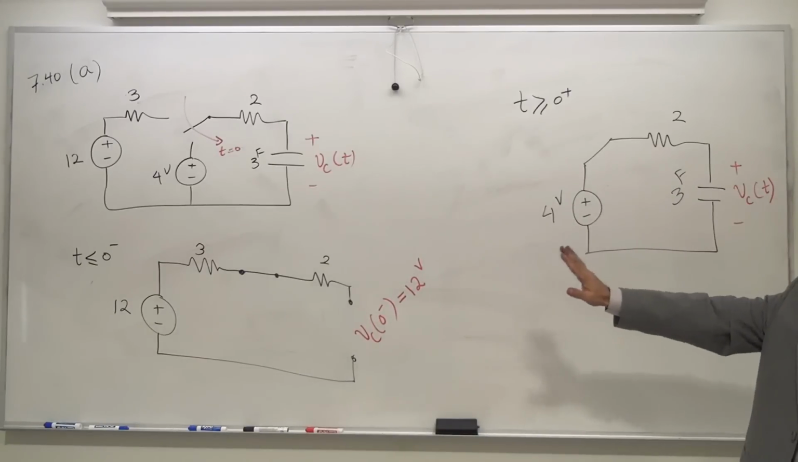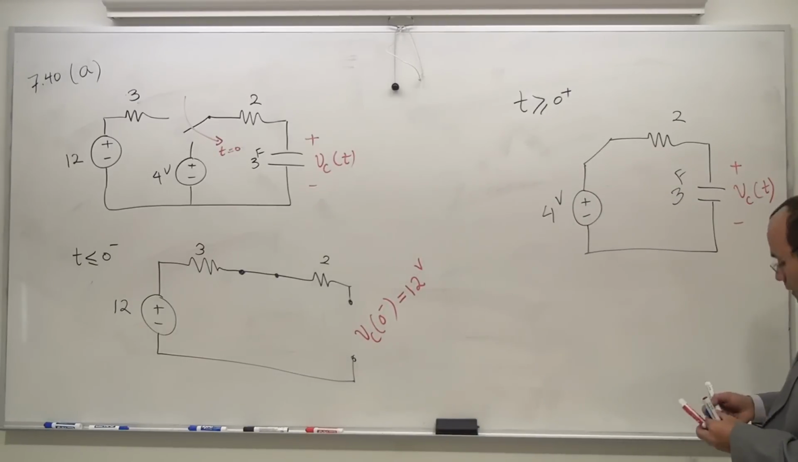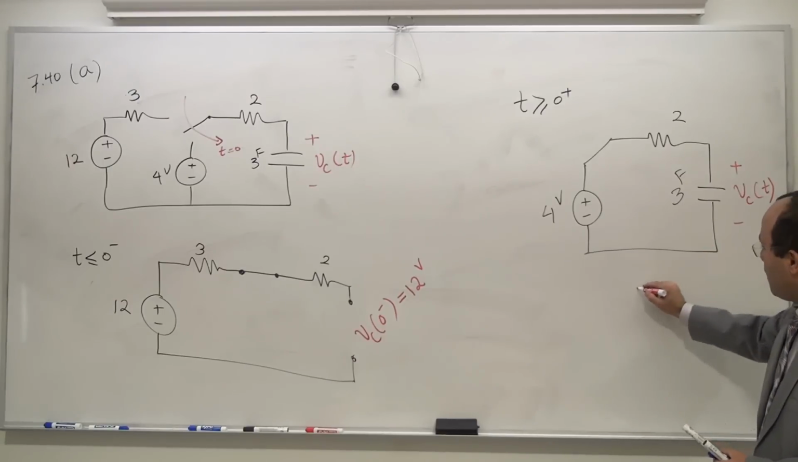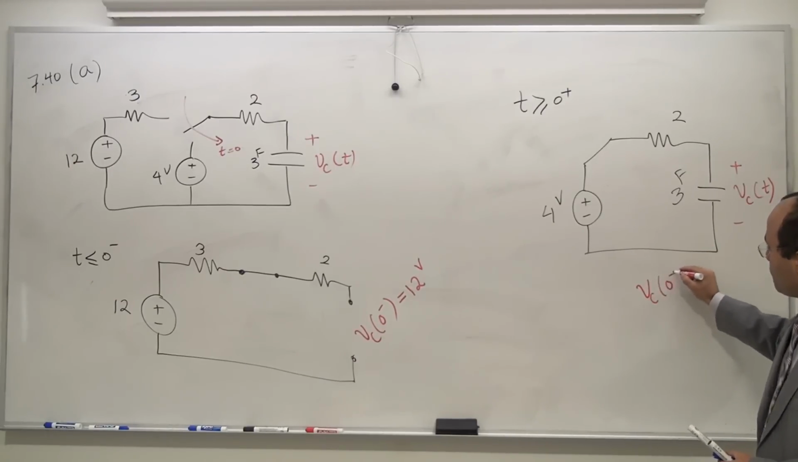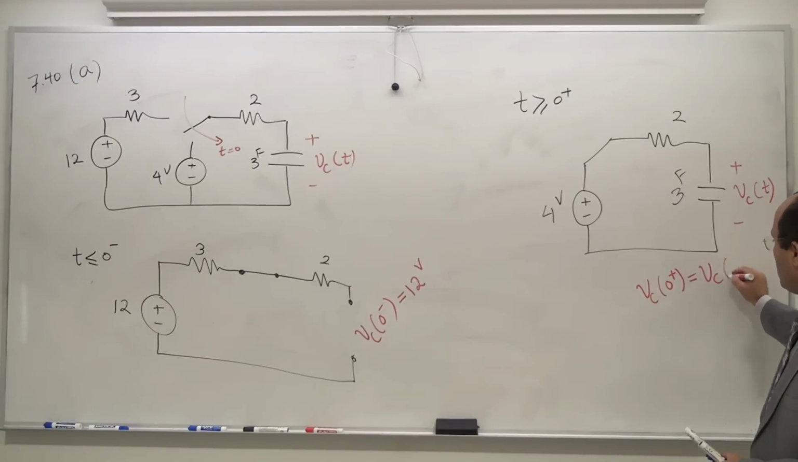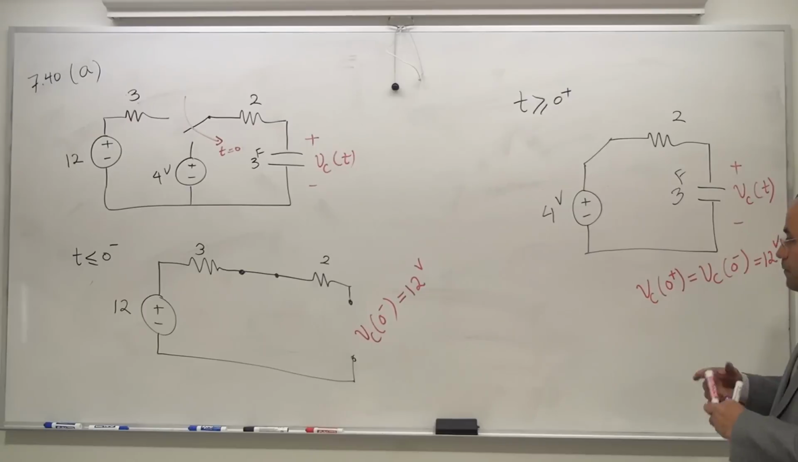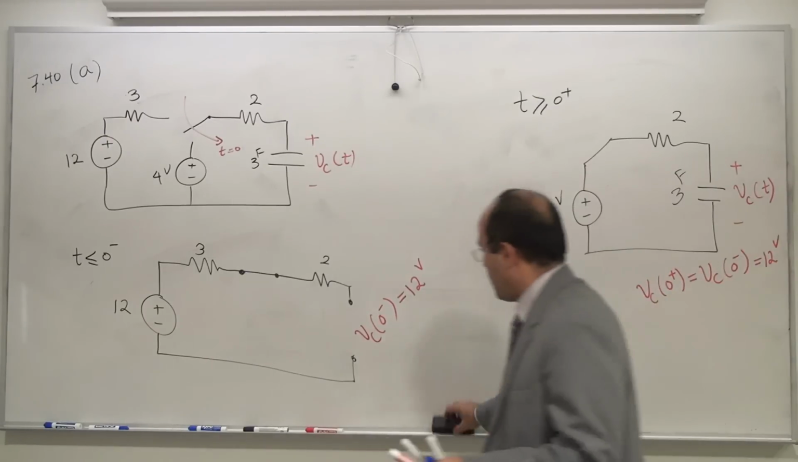The job is done for before the switching event. When I go into this one, all I can claim is this: VC of 0 plus is the same as VC of 0 minus, which is the same as 12 volts. I'm done with this system.